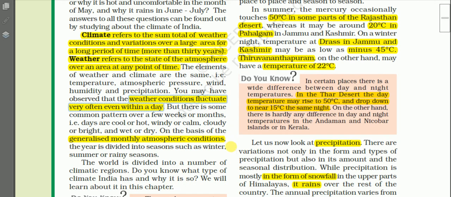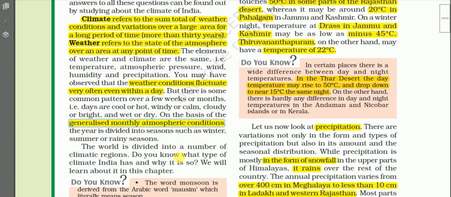But there is some common pattern over a few weeks or months. Sometimes we say that days are cool or hot, windy or calm, cloudy or bright, wet or dry. So on the basis of the generalized monthly atmospheric conditions, the year is divided into seasons such as winter, summer, or rainy seasons. So that means it tells about climate. These are the main differences between climate and weather.